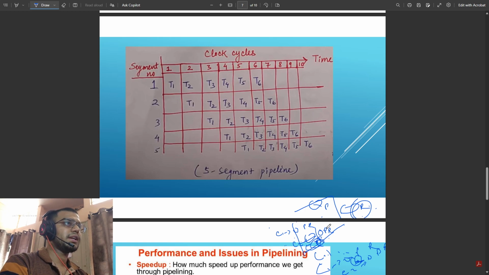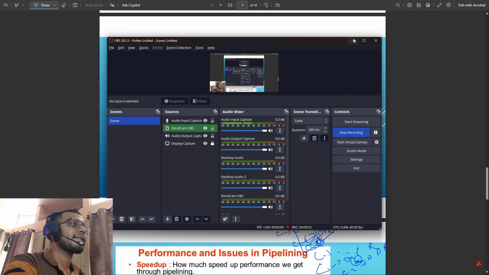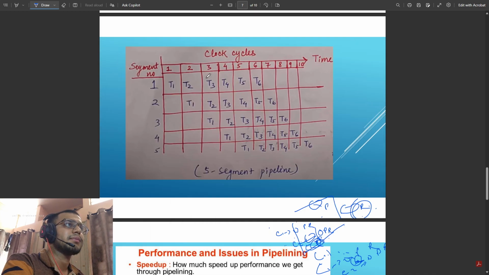Now I am going to explain the clock cycle part with the formula. Here the segment numbers written are 1, 2, 3, 4, 5. There is a 5-segment pipeline. T1, T2, T3, T4, T5, and T6 are called the number of instructions or tasks. A K-segment pipeline is represented by K. Here 1, 2, 3, 4, 5 is the segment pipeline, so K is 5, and 1, 2, 3, 4, 5, 6 are the instructions, so n equals 6.